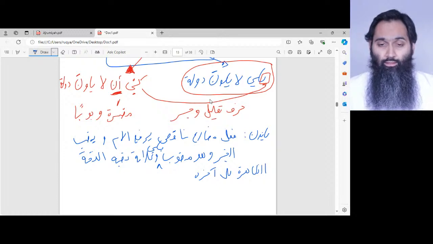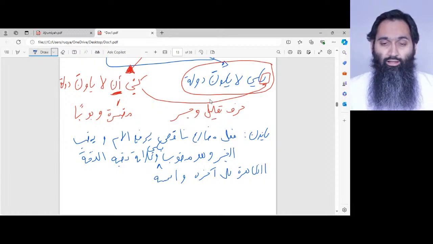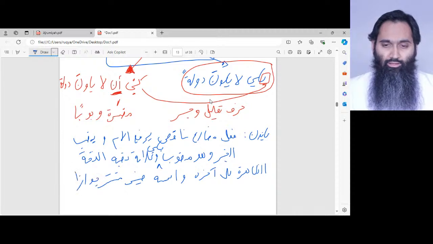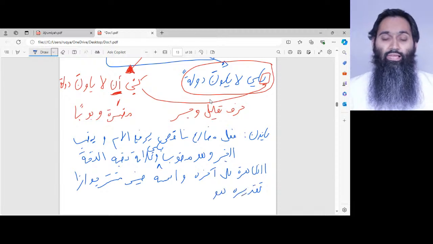Okay. What about واسمه? Remember, this is فعل مضارع ناقص. It doesn't have a fa'il. It has an ism and a khabar. So where is the ism? That's why dawla, this is the khabar. This is why it's mansub. Where is the ism of yakuna? واسمه ضمير مستتر جوازا تقديره هو. يعني لكي لا يكون هو دولة.